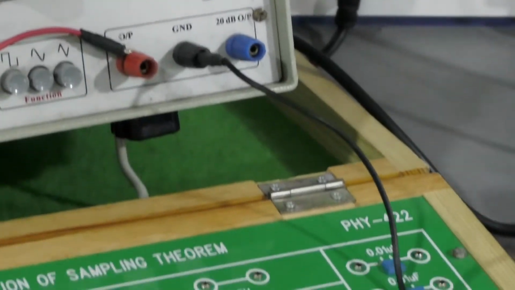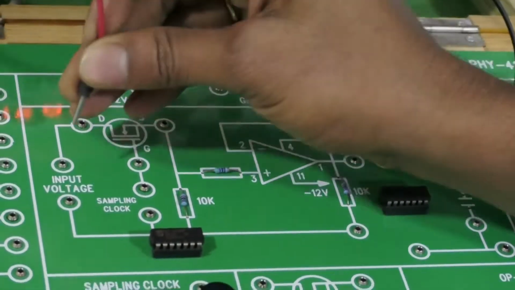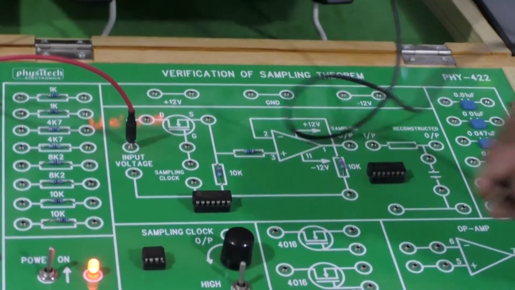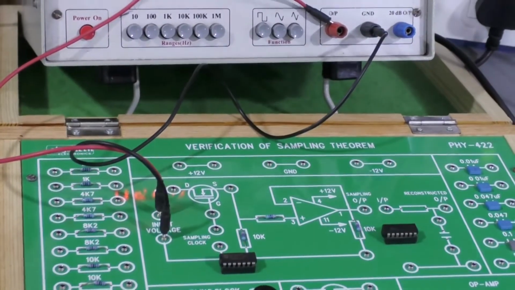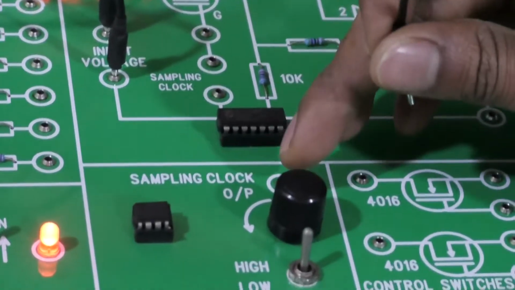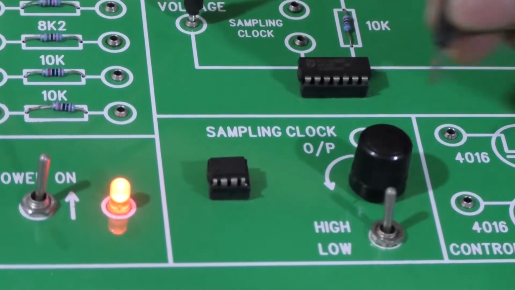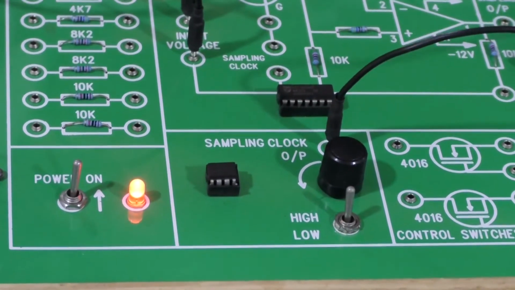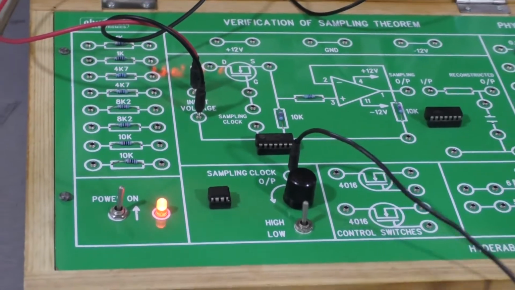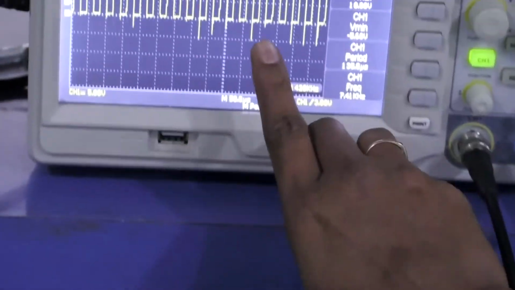Now let us see, I am going to apply the inputs to the sampler kit. The input from the function generator, that is the analog input signal, is given to the sampler kit, and we require a sampling clock. Here this is the knob which is used to change the clock frequency. I am trying to see the output of the sampling kit. Here you can see the sampling clock on the DS4 output. This is the sampling clock.